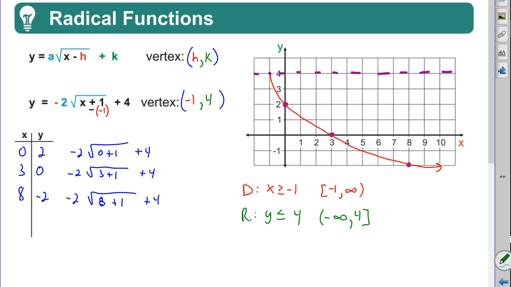So, graphing radical functions: start with a vertex, use an XY chart, and think about that radicand. It makes life a little easier on you, and away you go.